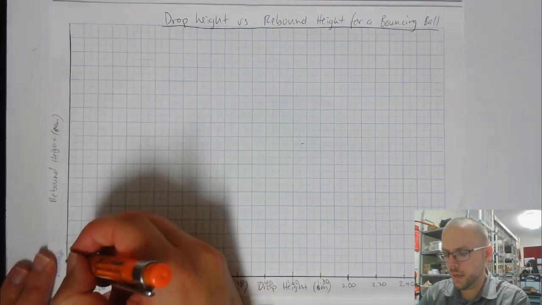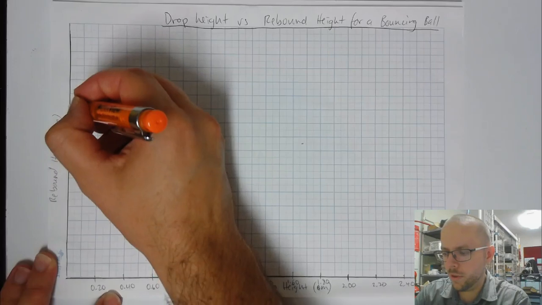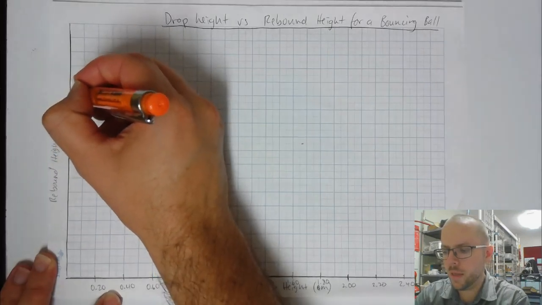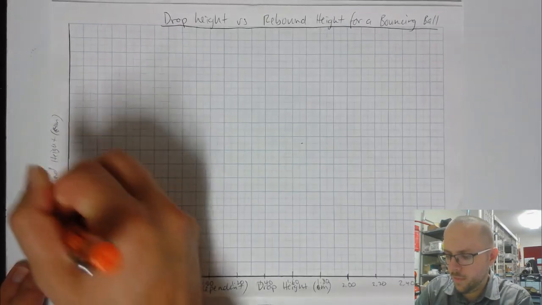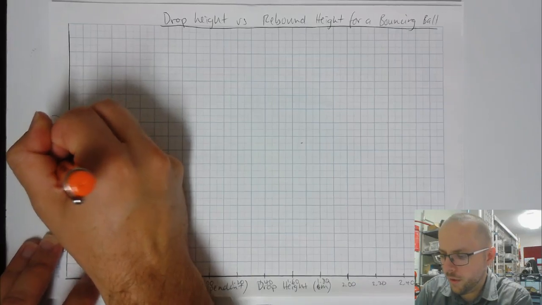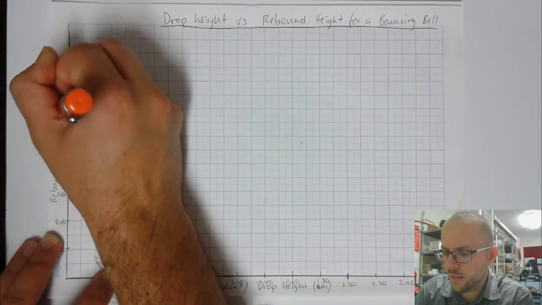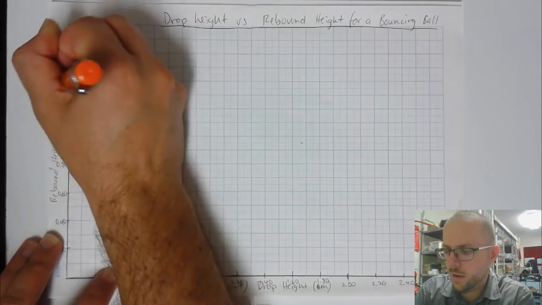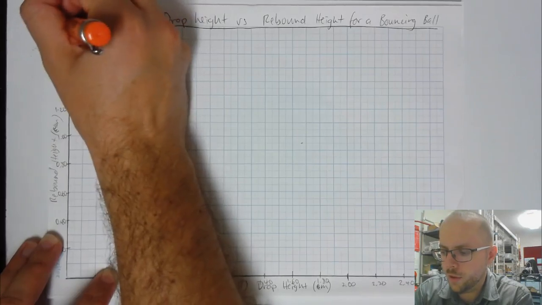If I follow the same idea, so 0.2, 0.4, 0.6, 0.8, 1, 1.2, 1.3 would be here. So I've got a nice neat scale. I'm going to do the same idea, okay? Every second big square is going up by 0.2. So it's really important that when you're establishing this scale, each marking is a consistent value.